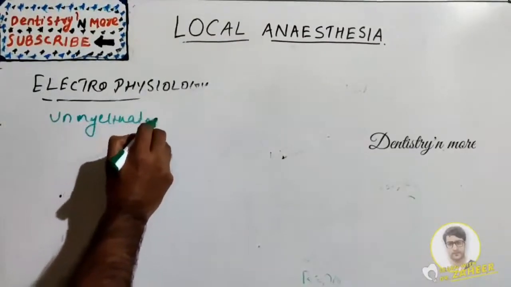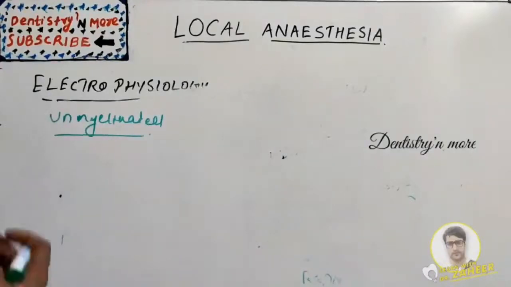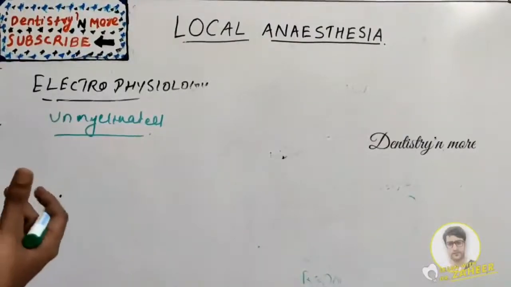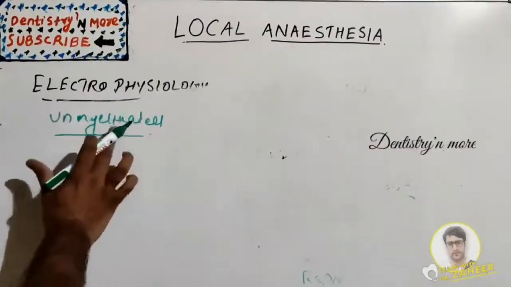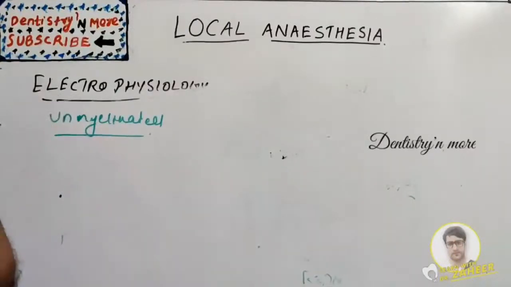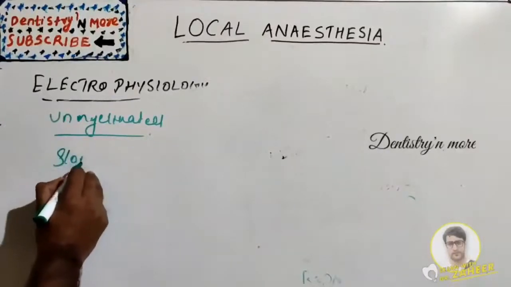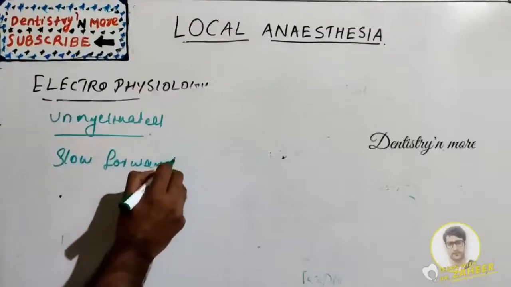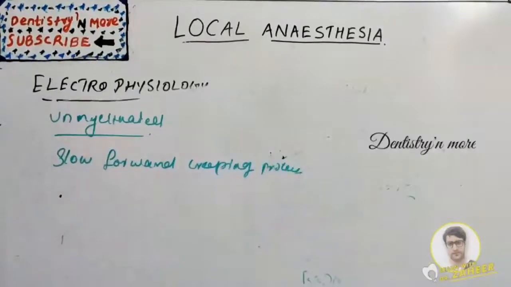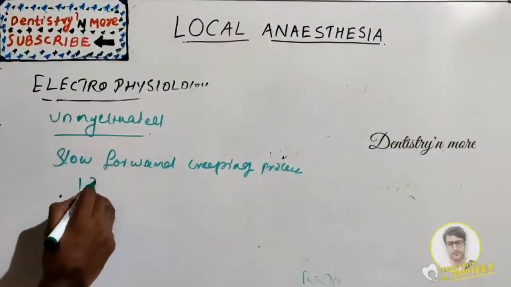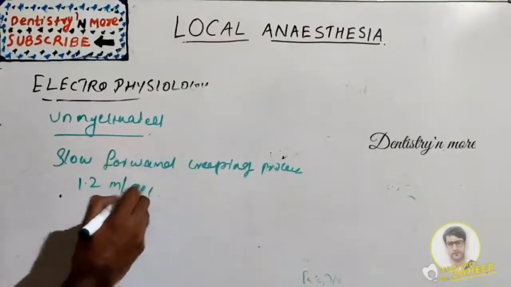An unmyelinated nerve fiber doesn't have a myelin sheath. Because of this, it has high resistance in the cell membrane and extracellular media. It produces a rapid decrease in density of current within a short distance of the depolarized segment. So the spread of impulse is characterized as a slow forward creeping process. It cannot propagate in a very fast manner, so the conduction rate is very slow, 1.2 meter per second.